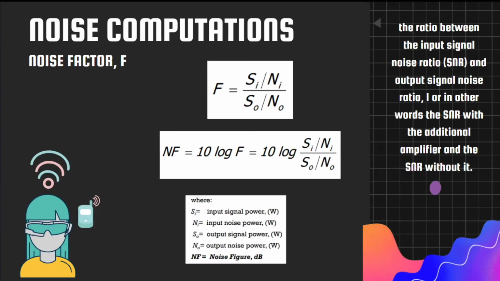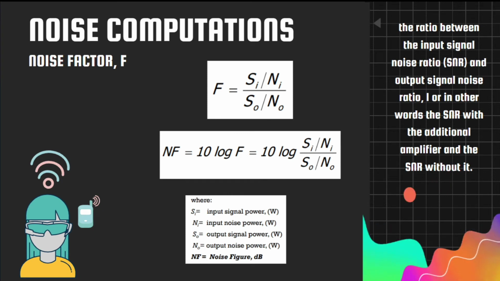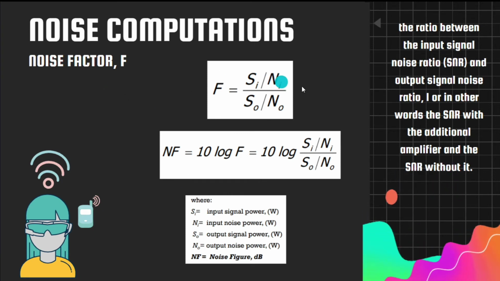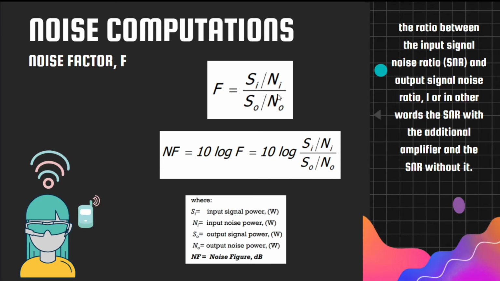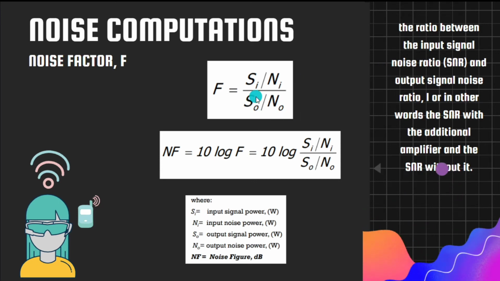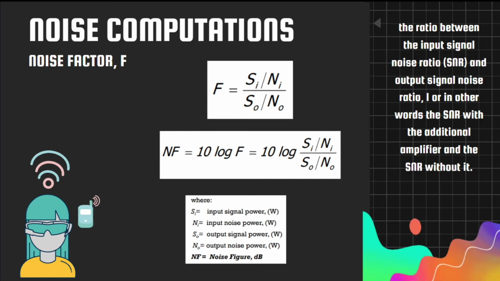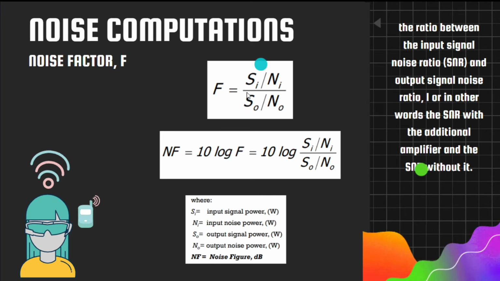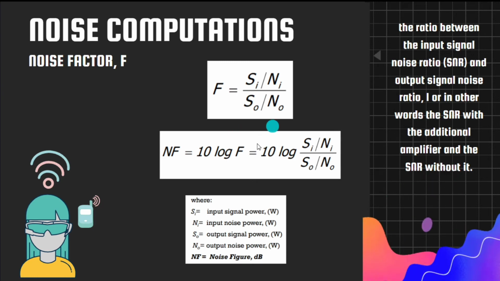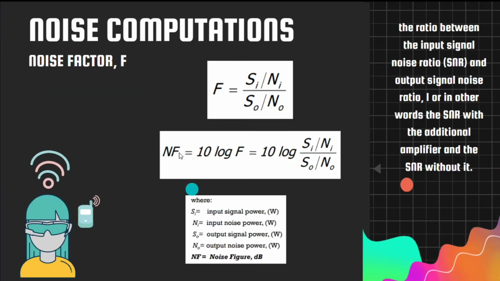Next, we have the noise factor F. F is equal to S_i over N_i over S naught over N naught. It is the ratio between the input signal-to-noise ratio and the output signal-to-noise ratio, or in other words, the SNR with the additional amplifier and the SNR without it. The noise figure in dB is equal to 10 log of the noise factor, and this noise factor is equal to the ratio of the input SNR and the output SNR. These are all in watts, and the noise figure is in decibels.